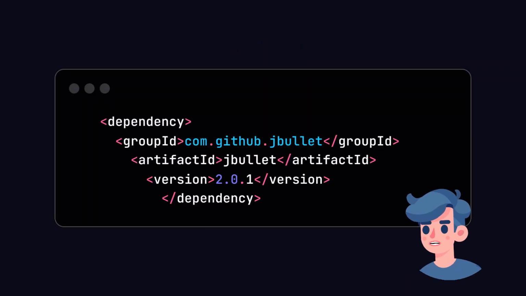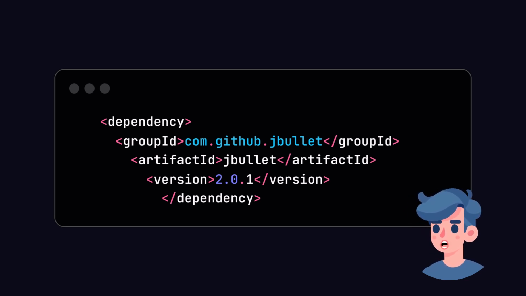Before we dive into code, let's make sure you have JBullet set up in your project. If you're using Maven, add the JBullet dependency in your pom.xml. If you're using another build tool, you'll need to download the JBullet jars.